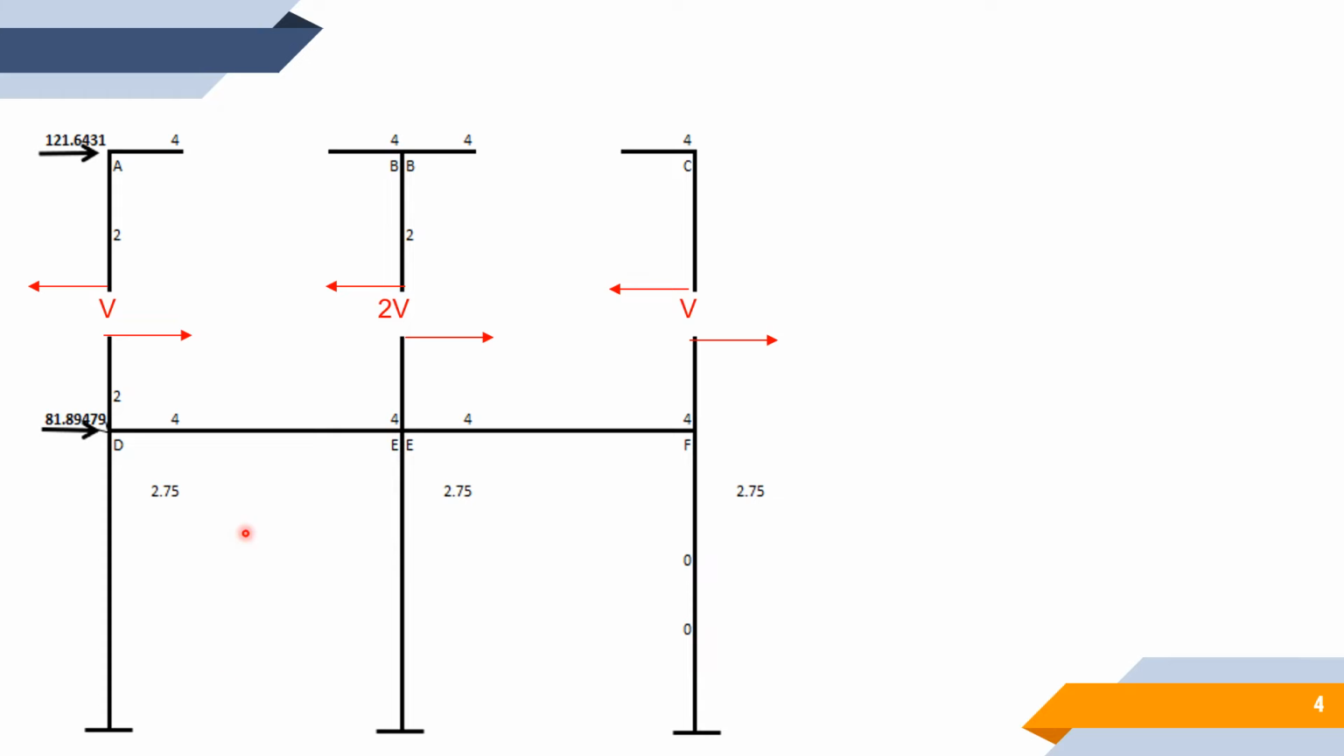Alright, so for us to determine the value of each of these, which is our first step for the portal method, we are going to sum up forces along X in this whole section. Summation of forces along X, going to the right is positive. So this is at the second floor.